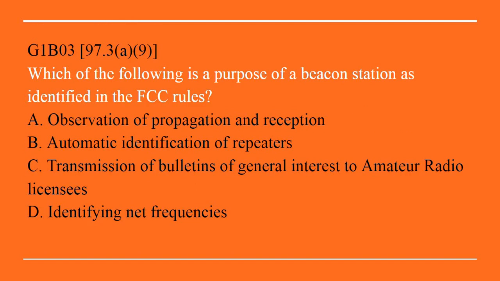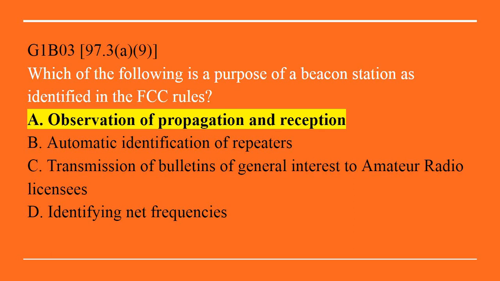G1B03. Which of the following is a purpose of a beacon station as identified in the FCC rules? A. Observation of propagation and reception. B. Automatic identification of repeaters. C. Transmission of bulletins of general interest to amateur radio licensees. Or D. Identifying net frequencies. Correct answer A. Observation of propagation and reception.